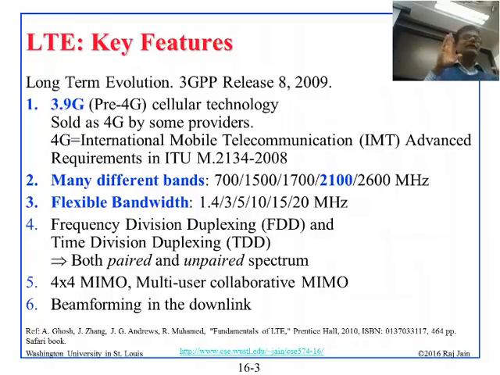But by some carriers it is sold as 4G, but 4G has a very strict definition from the ITU, and there is a spec that you can download called M.2134-2008, which defines what is 4G. All right, so LTE does not satisfy that spec. And the sole purpose of LTE Advanced is to satisfy that spec. And therefore, LTE Advanced, when we come to that in the next module, is 4G.